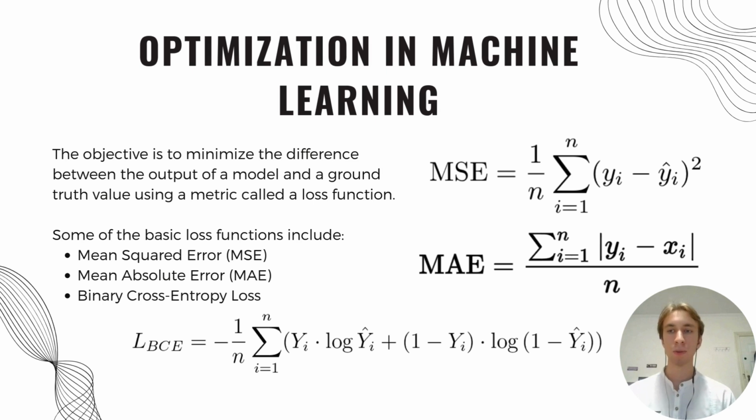Optimization is a fundamental aspect of machine learning. When an input signal is received by the model, it undergoes processing through a function, and after a series of computations, it transforms into the output value. Then the model compares the generated output with the actual output value and computes a metric called the loss function. The loss function is a measure of how well the model performs on a given task. You can see some of the basic loss functions used in machine learning on this slide, which are mean squared error, or MSE, mean absolute error, or MAE, and binary cross entropy loss.